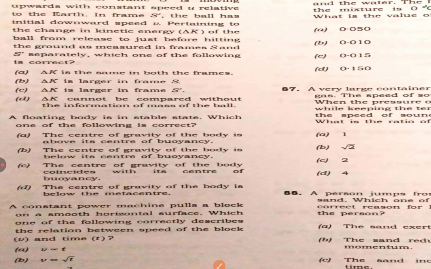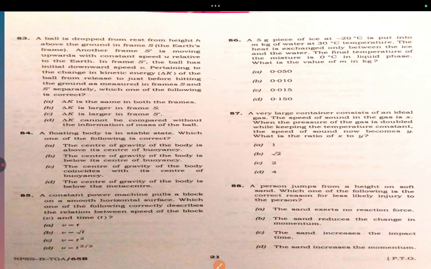The center of gravity of the body is below its center of buoyancy. The center of gravity of the body coincides with its center of buoyancy. D. The center of gravity of the body is below the metacenter. So here, we will analyze. No problem. Okay, question number 84. It is related to floating.